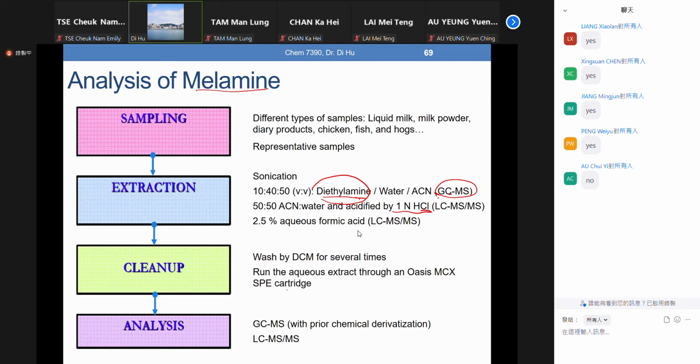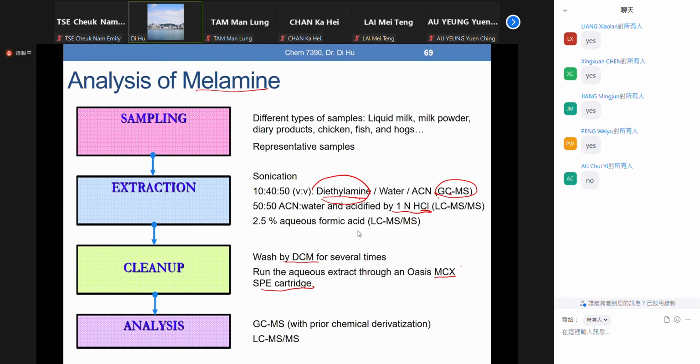After extraction, the sample is normally washed by DCM several times. The reason for that is to get rid of the less polar components, like lipids and fat. Then we run the aqueous extract through an SPE cartridge. Think about what kind of cartridge we can use. Here it mentions MCX, but does MCX work for all 4 compounds? Keep that as a question.